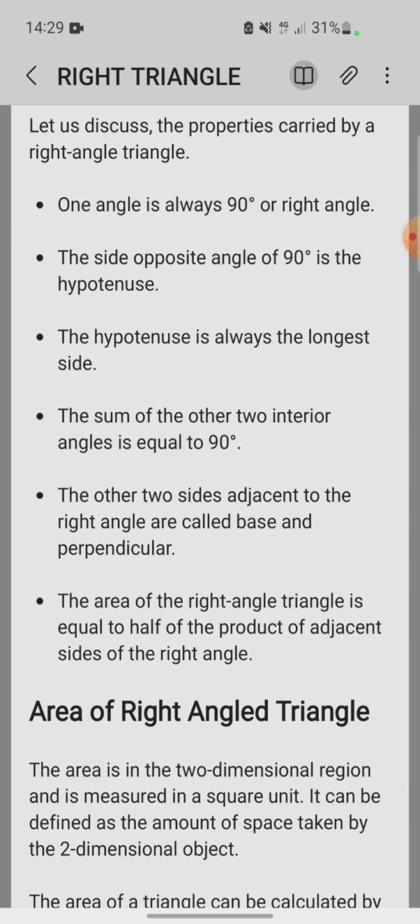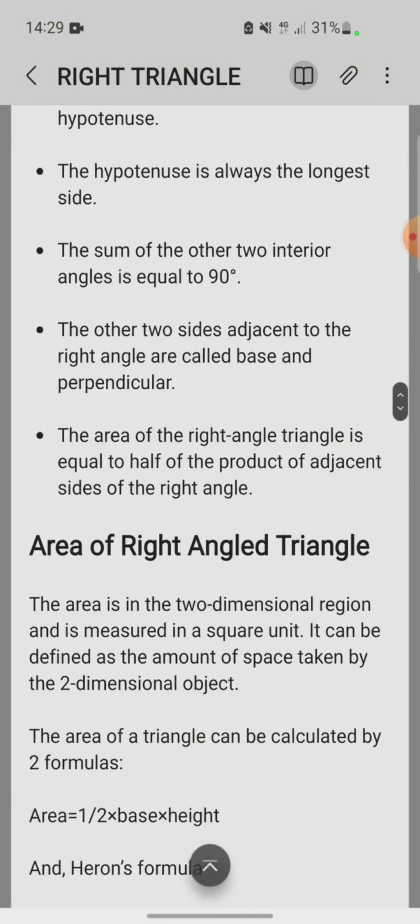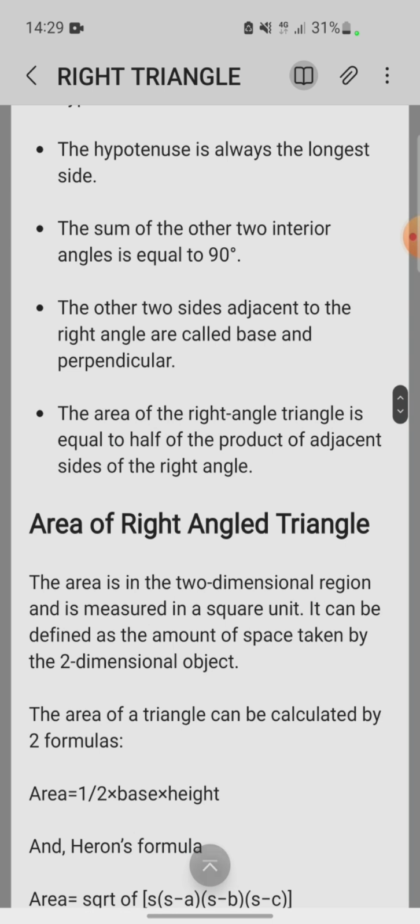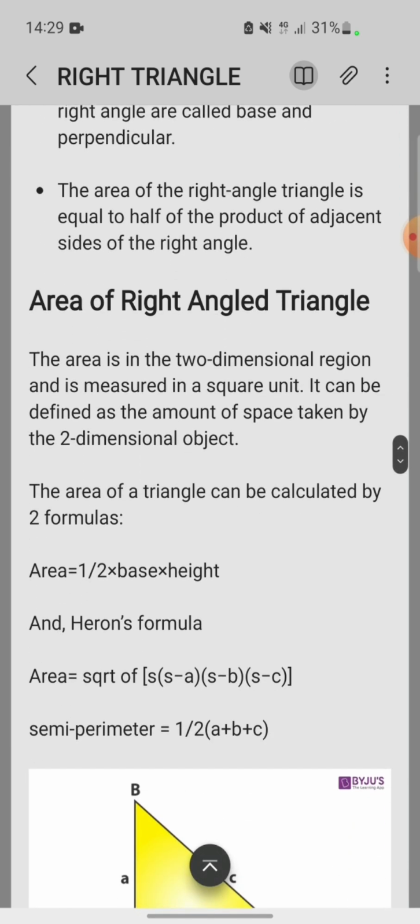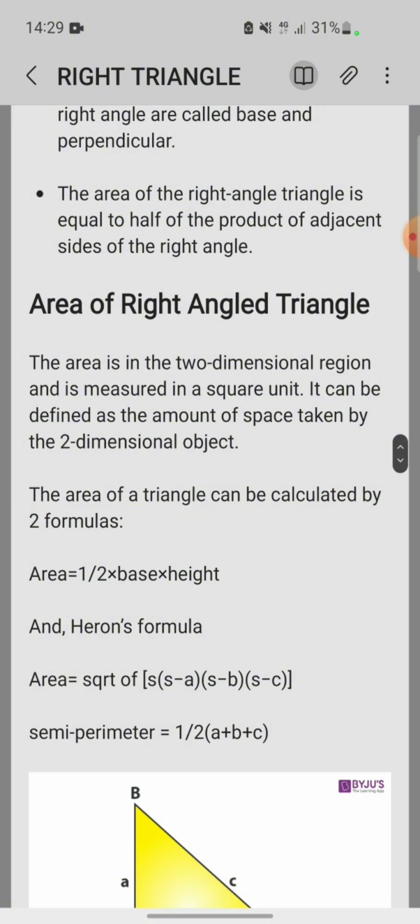The area of the right angle triangle is equal to half of the product of the adjacent sides of the right angle. So let's discuss the area of a right angle triangle. The area is in the two-dimensional region and is measured in square units. It can be defined as the amount of space taken by a two-dimensional object. The area of a triangle can be calculated by two formulas. First is 1/2 times base times height, and the second formula is Heron's formula.